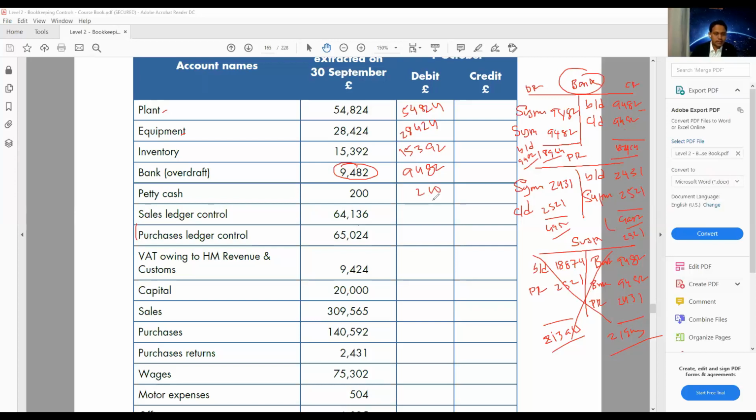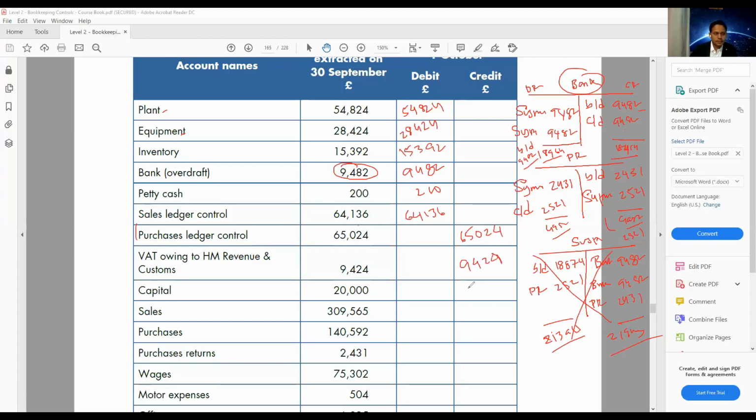200, debit. Then sales ledger control, debit or credit? 64,136. This is also debit. Purchase ledger control, liability, credit. Then VAT owing to HMRC. VAT owing to HMRC, liability. 424.